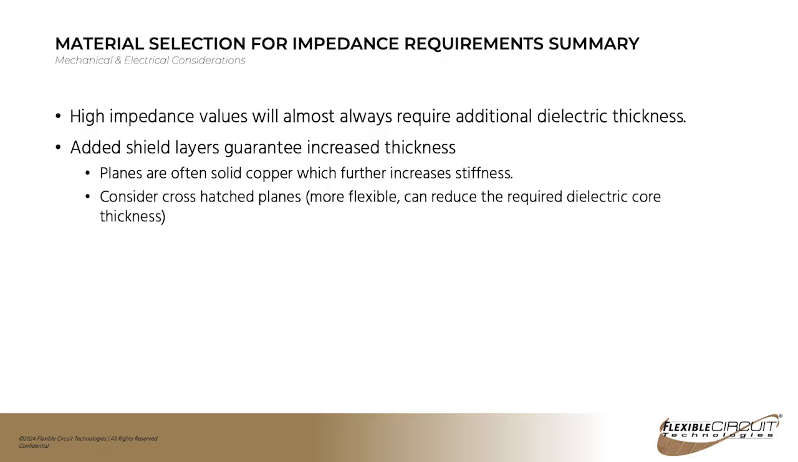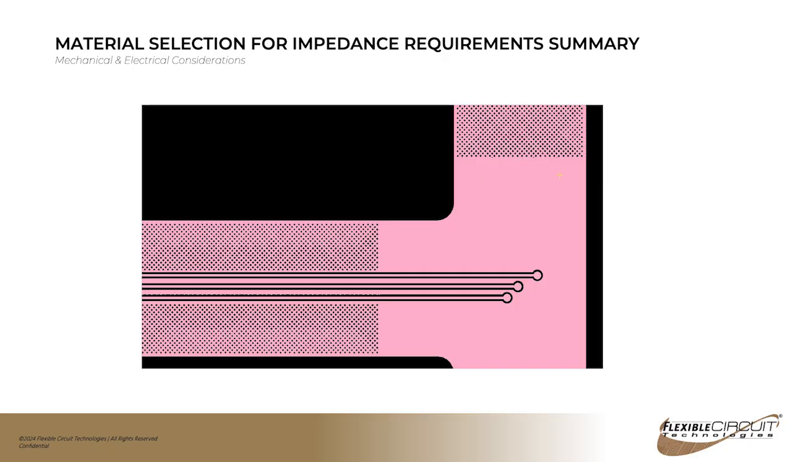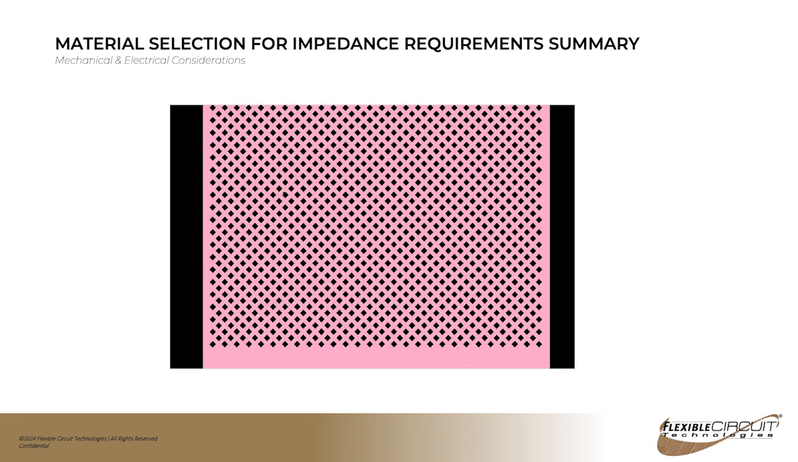One trick is you can use crosshatch planes. You don't see this very often in rigid boards because flexibility isn't an issue, but in flex you can crosshatch the planes. By crosshatching a plane, you can see that you have reduced the amount of area that's going to be adjacent to your signals, and by doing that you can actually put them closer together and still get the elevated impedance. We typically like to have our crosshatch running 45 degrees to the length of the signal traces to make them as uniform as possible.